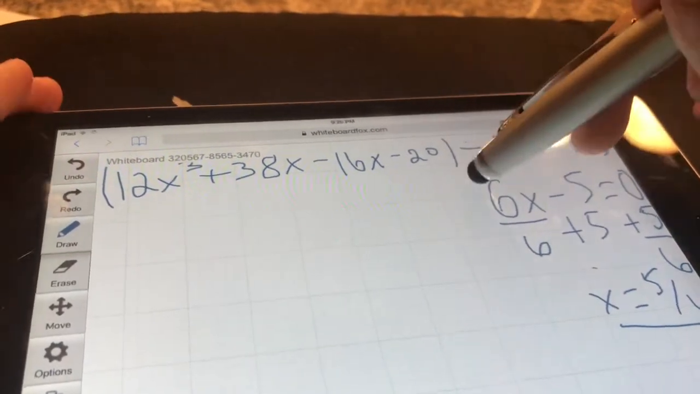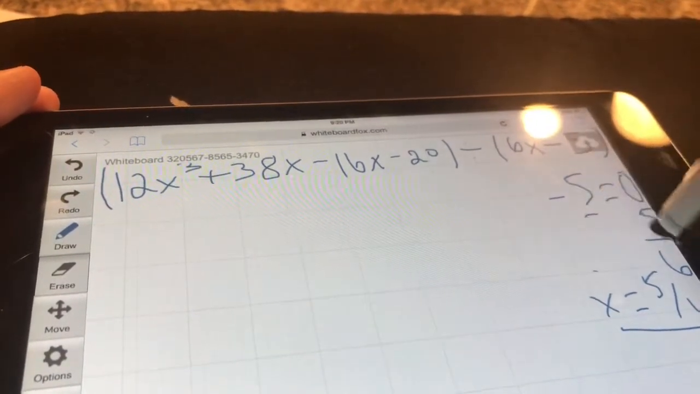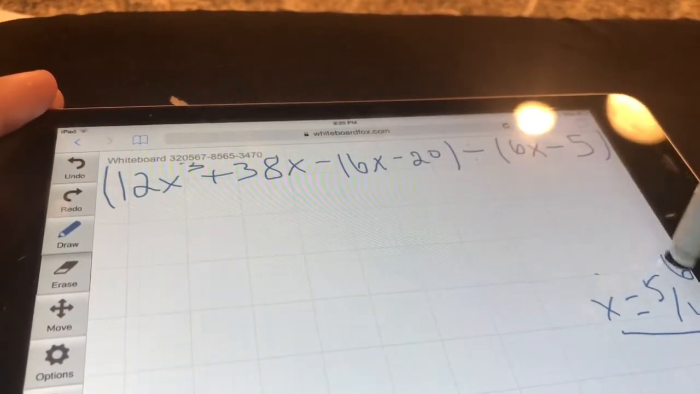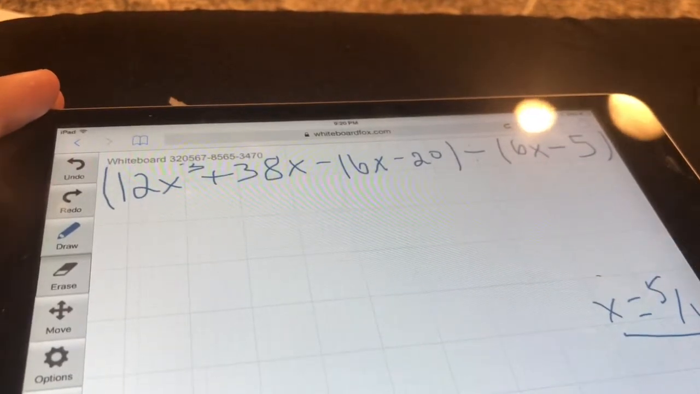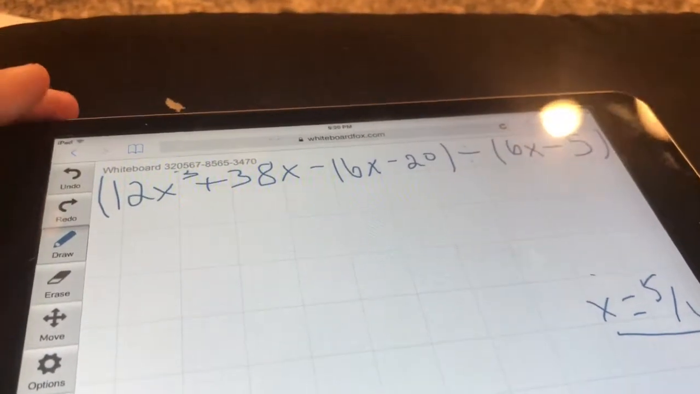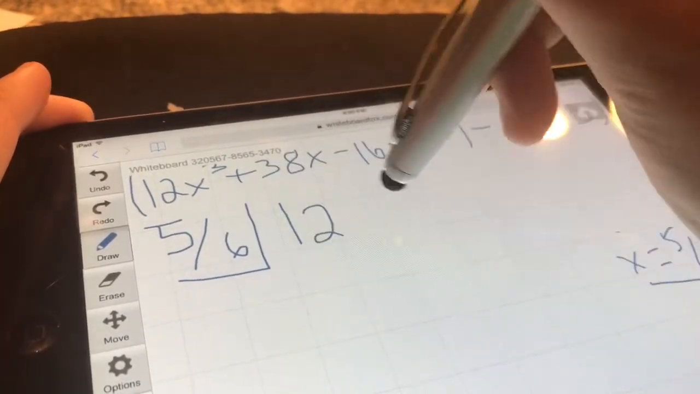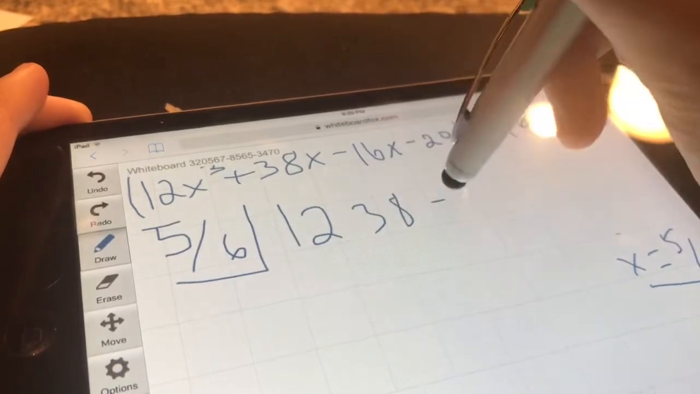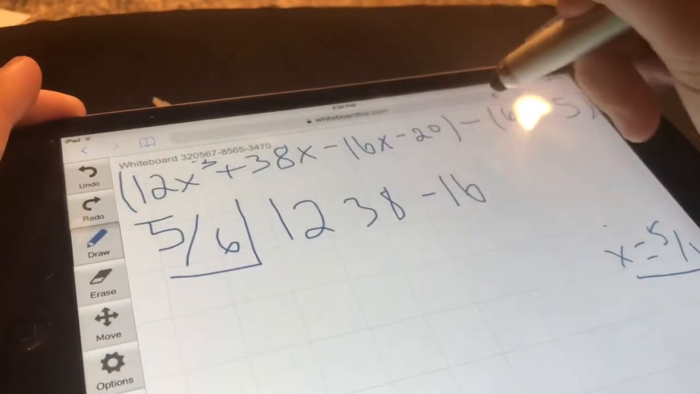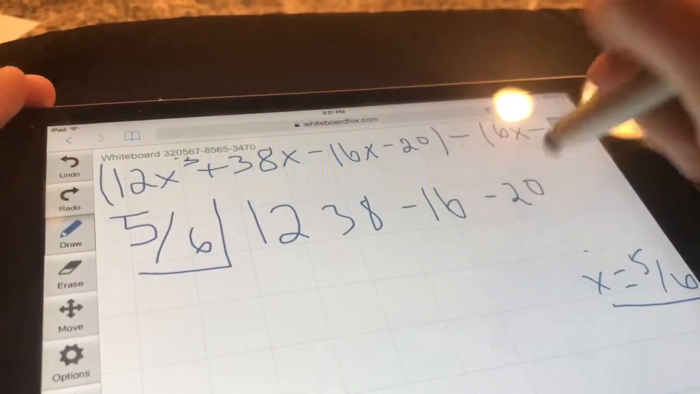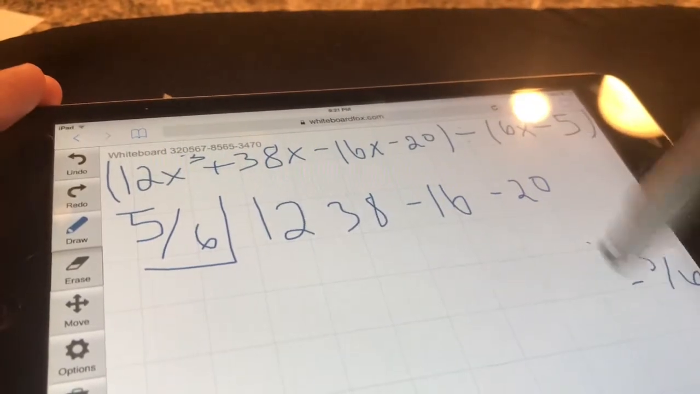I'm just going to go ahead and erase all of this, but I'm going to keep my 5/6 and my little equation. Okay, so you're going to start the same way. You're going to put 5/6 in your little shelf. And then you're going to find your coefficients. So that's 12, 38, negative 16, and then negative 20. I'm actually going to erase this 5/6 because it's getting in my way.